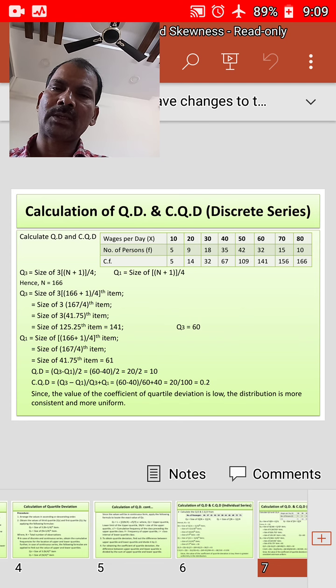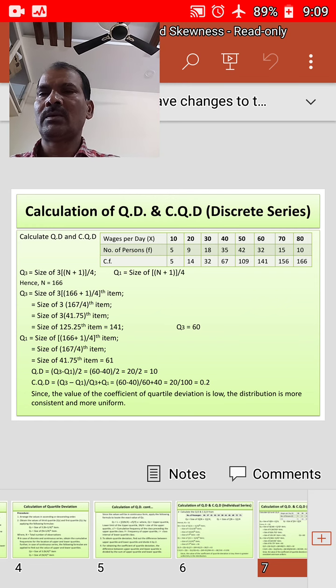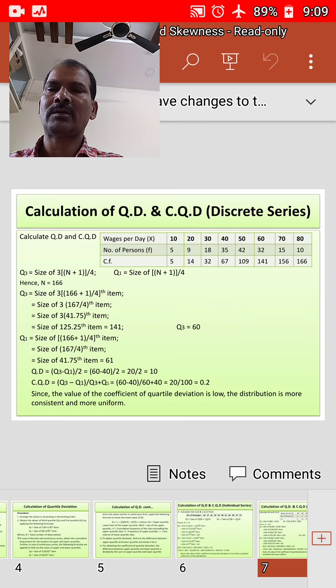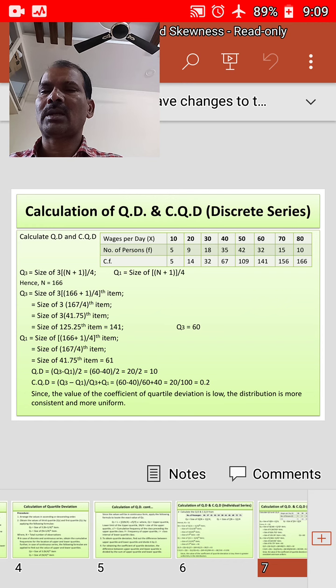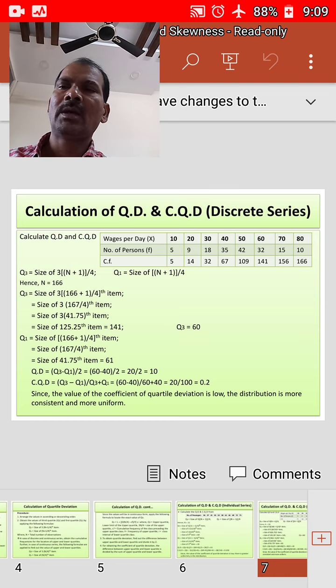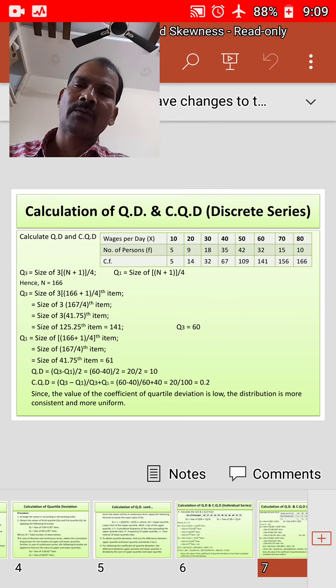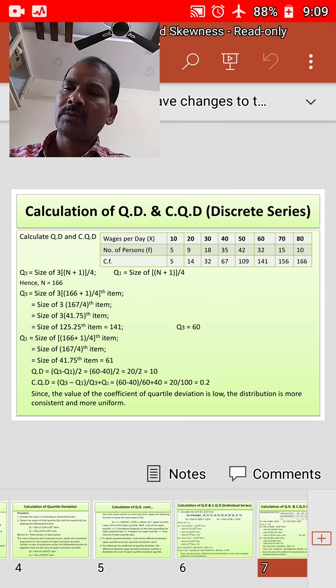And Q1 is the (15 plus 1) by 4th item, that is 16 by 4, the 4th item, which is 9 in the first machine. Now we need to find the quartile deviation for the first machine, that is 16 minus 9 by 2, that is 7 by 2, that is 3.5. The coefficient of quartile deviation is 16 minus 9 by 16 plus 9, that is 7 by 25, that is 0.25. Whereas if you solve the quartile deviation and coefficient of quartile deviation for machine 2, the number of observations are the same.